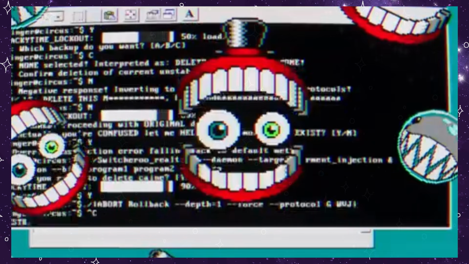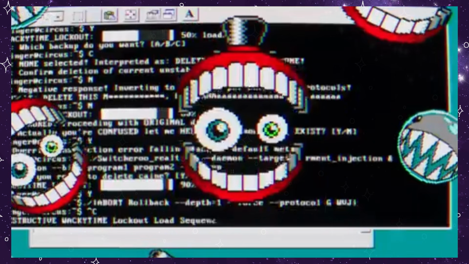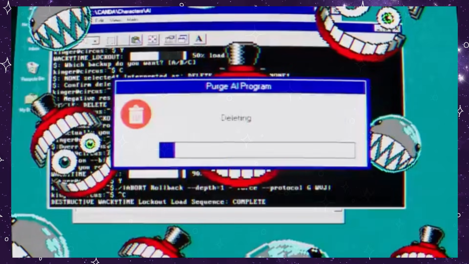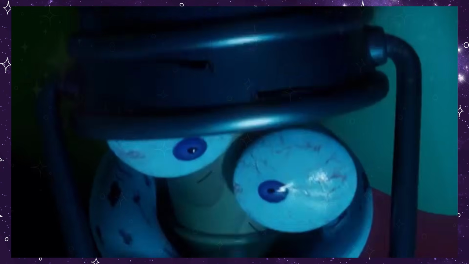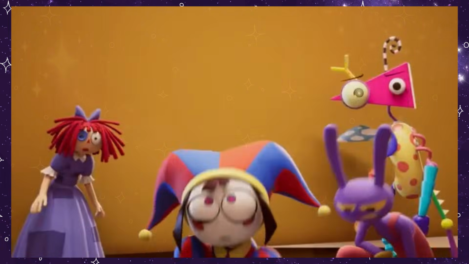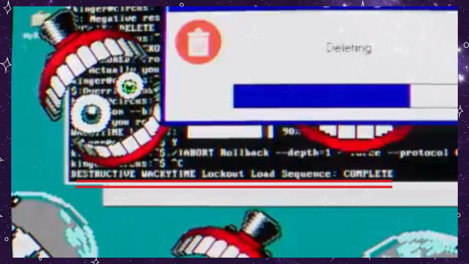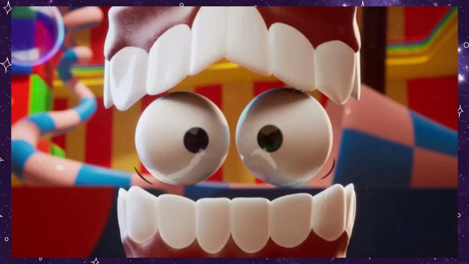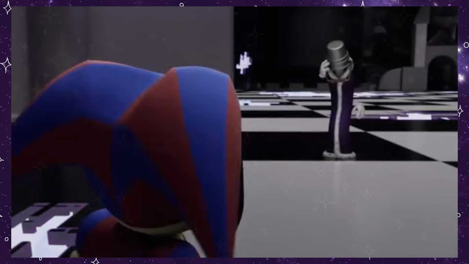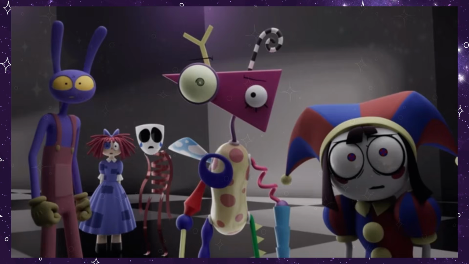But what we can see for sure in Kinger's frantic typing is a line that says something along the lines of, "Are you ready to delete Kane? Yes or no?" And the wacky time lockout is at 90% as Kinger hits yes. Kinger immediately tries to abort, but it's too late. Even with the multiple attempts he makes, the system doesn't abort. And the last line of code reads, "Destructive wacky time lockout load sequence complete." And after this, Kane poofs away, the circus starts to deteriorate, the computer falls into the void, and Kinger has to go tell the others what he just accidentally did.